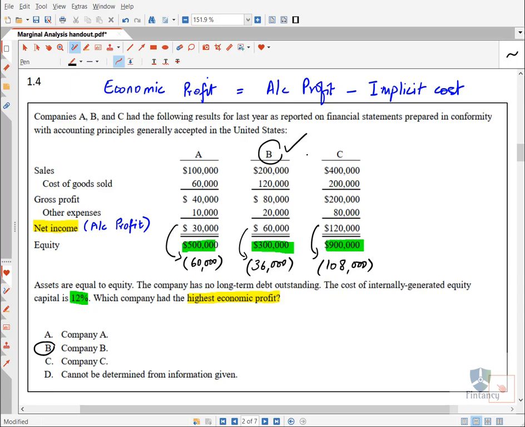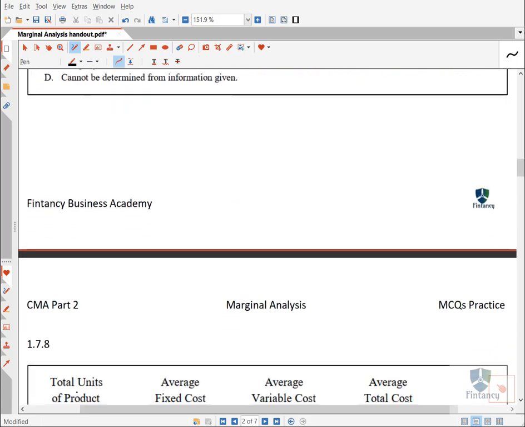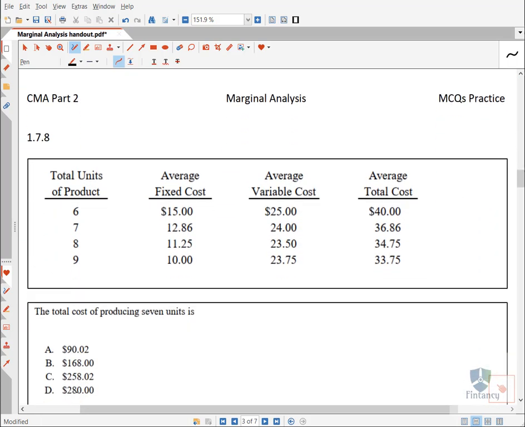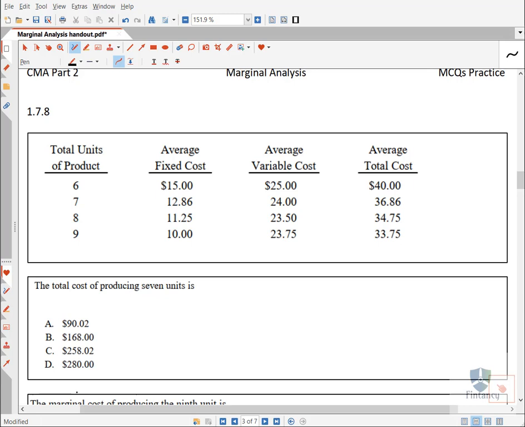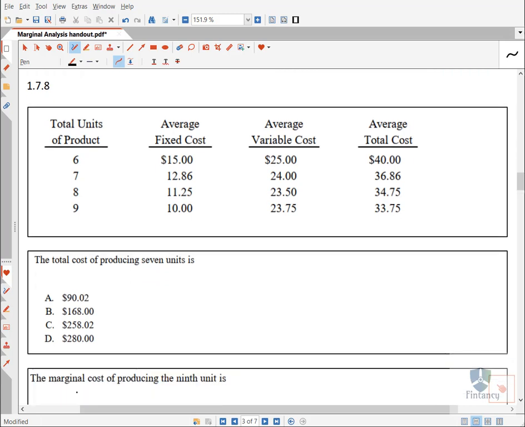If you have any confusion, please write in the chat box and I will open your microphone and reply to you. Let us go to the next question, which is question number 1.7.8. Okay, so yeah, Sherry, can you please continue reading?